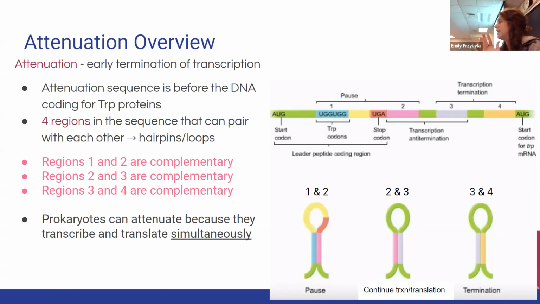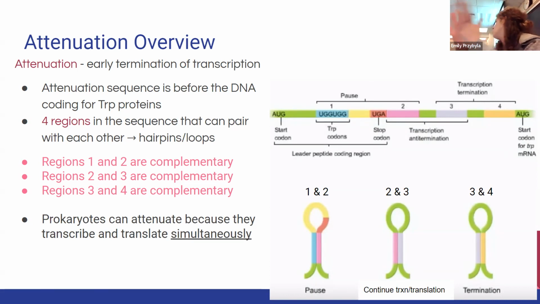So if 1 and 2 hairpin, that means we had enough tryptophan in the cell. So tryptophan came in and we just kept the ribosome going. It didn't have to pause. It just kept going because we had enough tryptophan. If we have enough tryptophan, remember, we don't want to make more. So we had enough tryptophan and it didn't pause. So 1 and 2 got to hairpin, and we make 3 and 4.